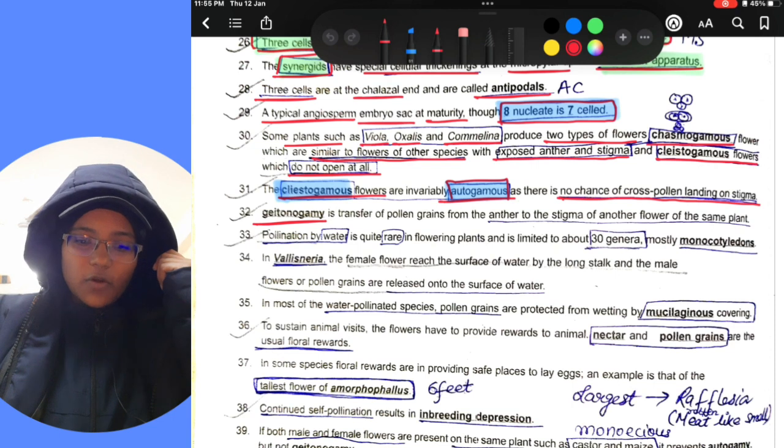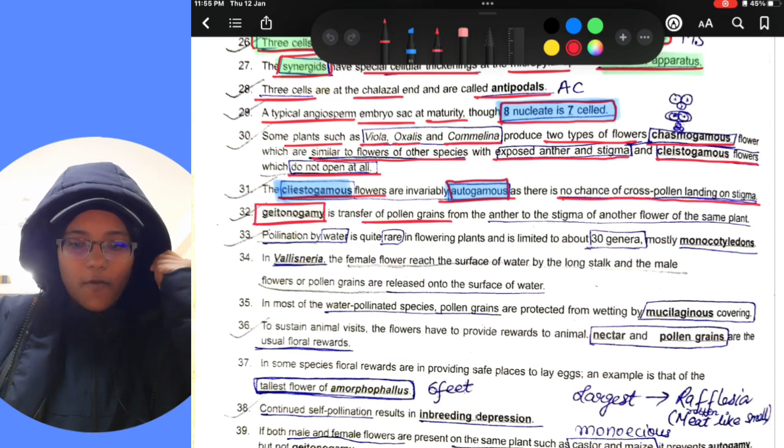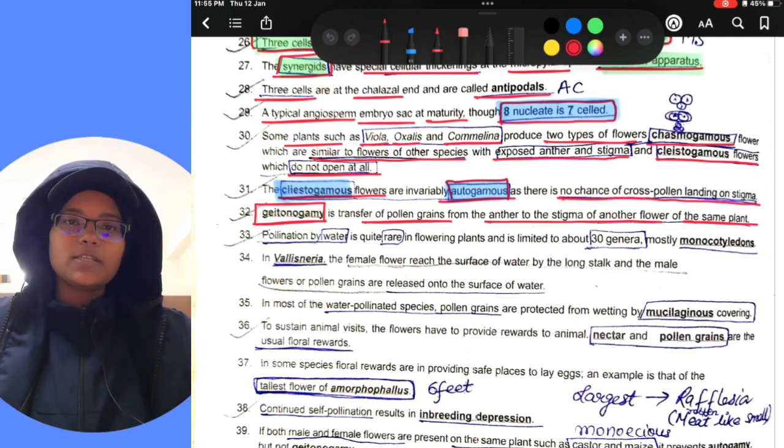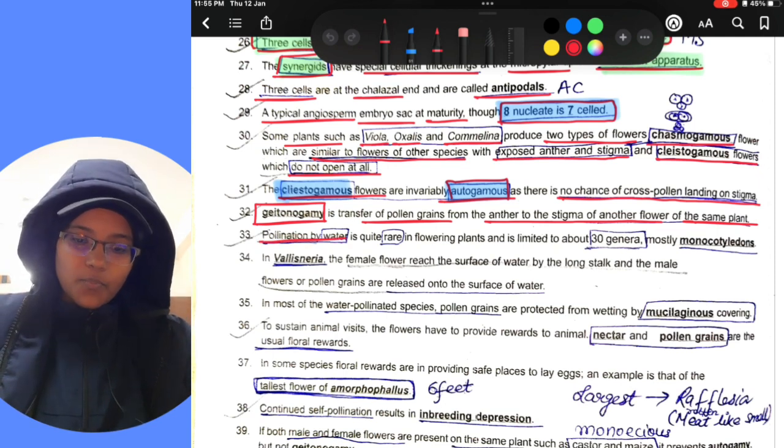Geitonogamy is the transfer of pollen grains from the anther to the stigma of another flower of the same plant. It is also a self-pollination type.